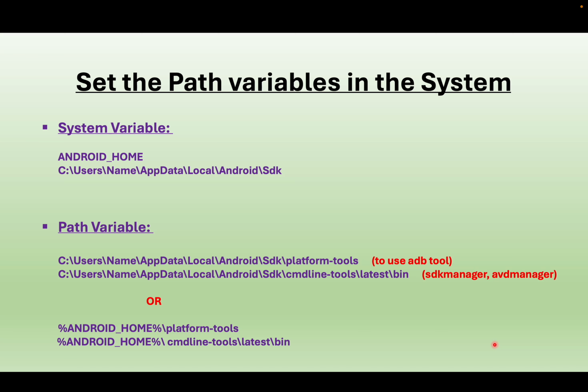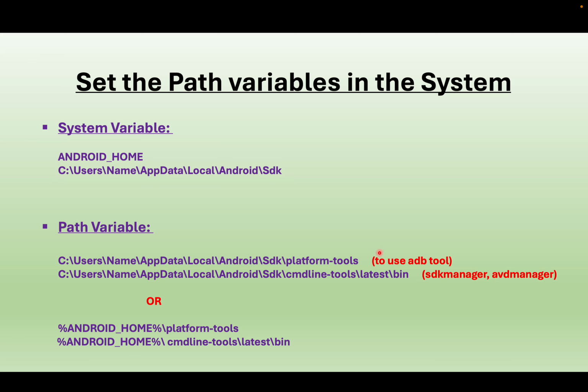The next thing we need to do is set the path variables in our Windows system to make sure that we can access Android Studio tools anywhere inside the system. This is similar to what we did when we downloaded and installed Java and set the path. We need to do the same for Android Studio as well. The first thing is to create a system variable with the name ANDROID_HOME, and set the path till the SDK folder. If you have not changed the default installation location, then it should be C drive, Users, your system name, AppData, Local, Android, and the SDK folder.